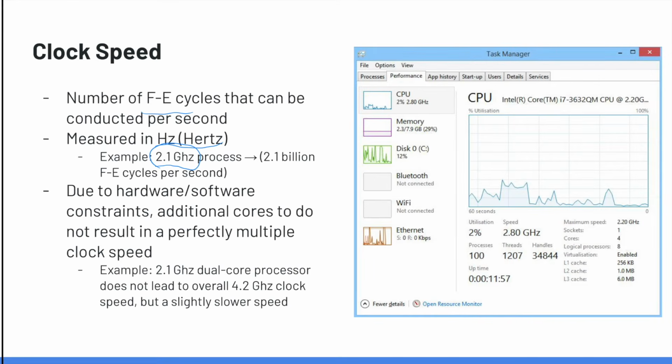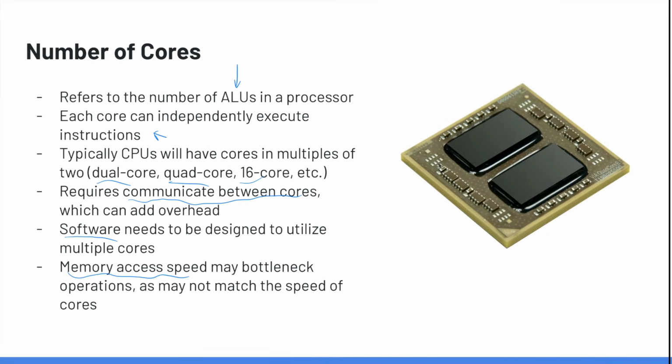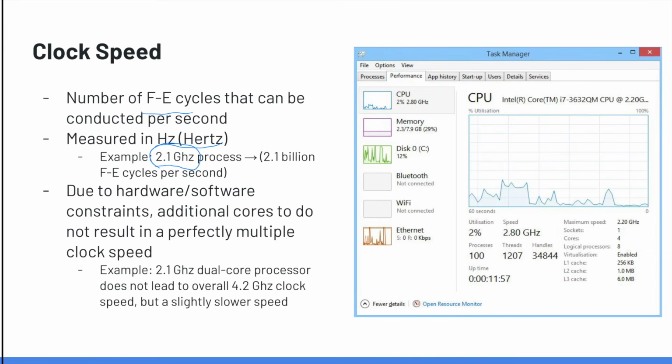Now, one thing to keep in mind is that due to the hardware and software constraints we talked about before, if we have additional cores, that doesn't mean we're going to have perfectly multiplied clock speeds. For example, if we have a 2.1 gigahertz dual core processor, that doesn't mean that we're going to be operating at the equivalent of a 4.2 gigahertz clock speed, because of things like communication between cores and the bottleneck that memory access presents. Additionally, there's one other factor: software needs to be able to utilize multiple cores. Anyways, overall, a higher clock speed means more instructions that can be executed per second, and hence can lead to faster operations of the CPU and the computer.